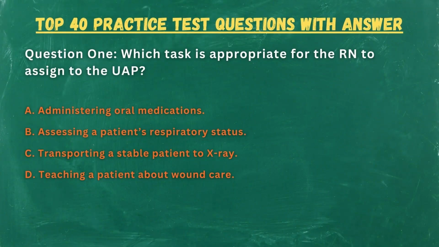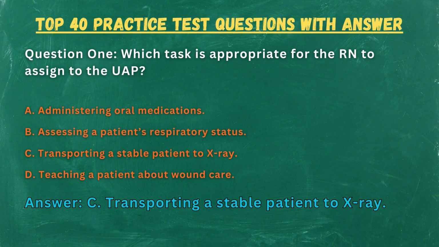Question 1. Which task is appropriate for the RN to assign to the UAP? A. Administering oral medications. B. Assessing a patient's respiratory status. C. Transporting a stable patient to X-ray. D. Teaching a patient about wound care. Answer. C. Transporting a stable patient to X-ray.